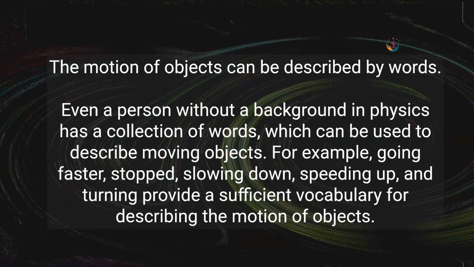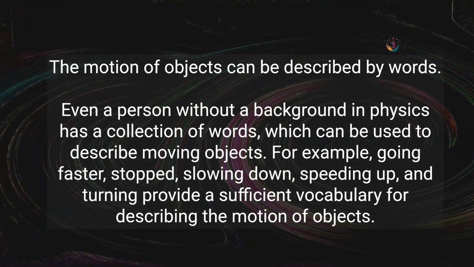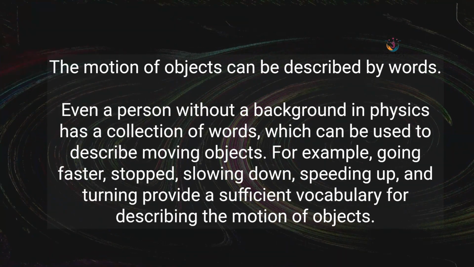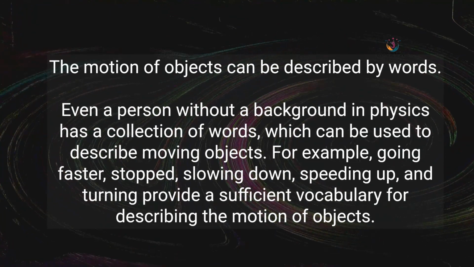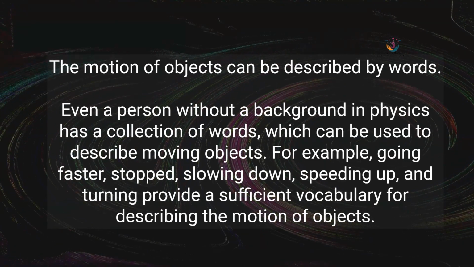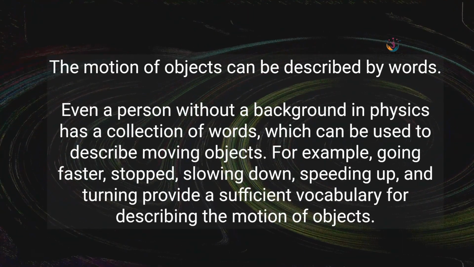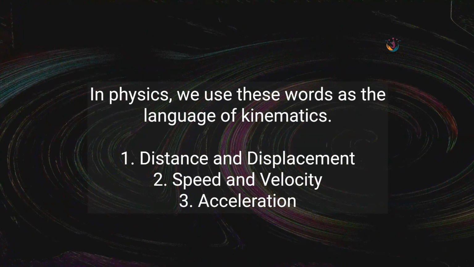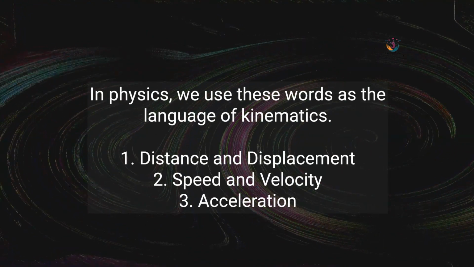Even a person without a background in physics has a collection of words, which can be used to describe moving objects. For example, going faster, stopped, slowing down, speeding up, and turning provide a sufficient vocabulary for describing the motion of objects. In physics, we use these words as the language of kinematics.